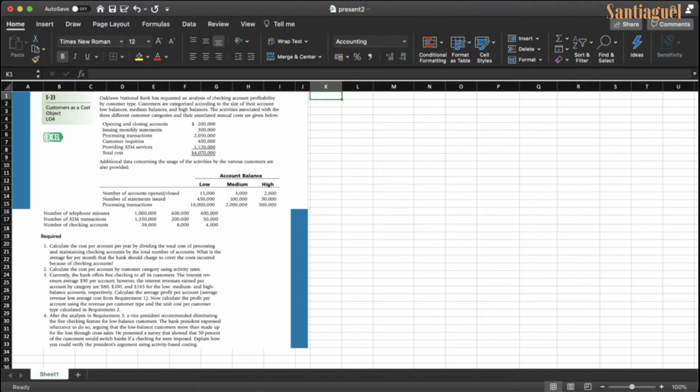I will be presenting first the solution for requirement 1 and requirement 2, which are: first, calculate the cost per account per year by dividing the total cost of processing and maintaining checking accounts by the total number of accounts. What is the average fee per month that the bank should charge to cover the cost incurred because of checking accounts? Second, calculate the cost per account by customer category using the activity rates.